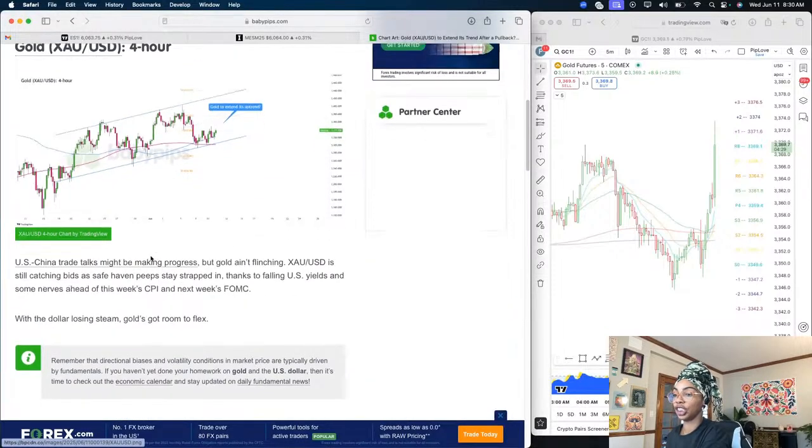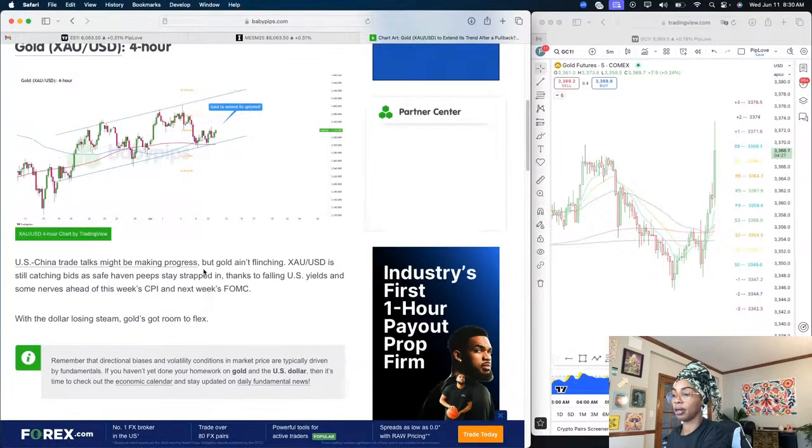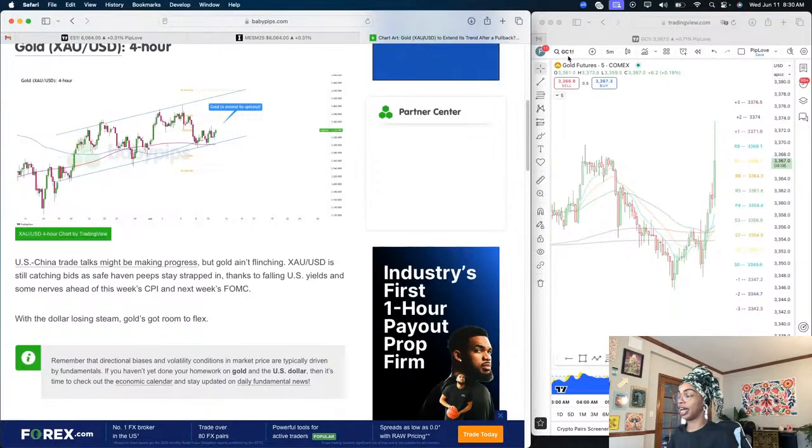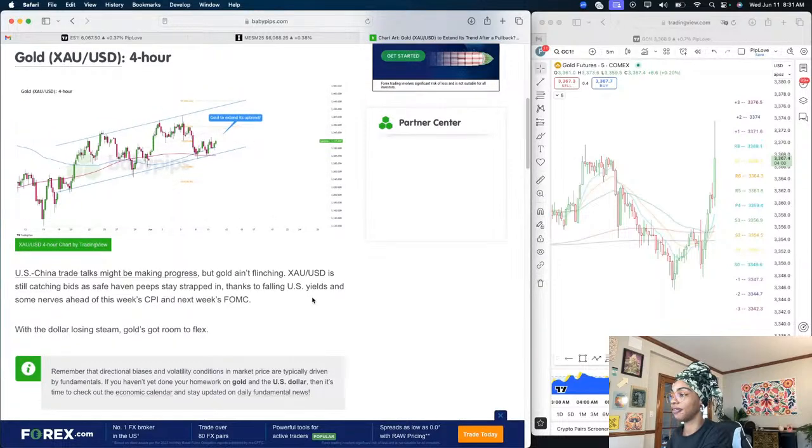Okay, so U.S.-China trade talks might be making progress, but gold isn't flinching. XAU/USD, or GC1 if you're trading futures, is still catching bids as safe haven peeps stay strapped in thanks to the falling US yields and some nerves ahead of this week's CPI and next week's FOMC. So with the dollar losing steam, gold has got some room to flex.